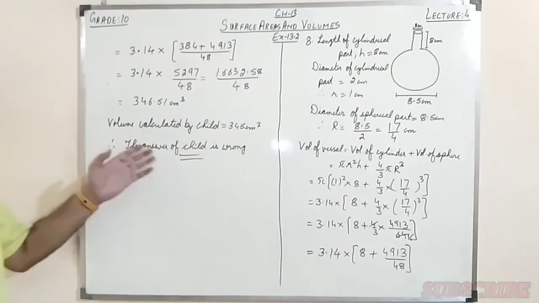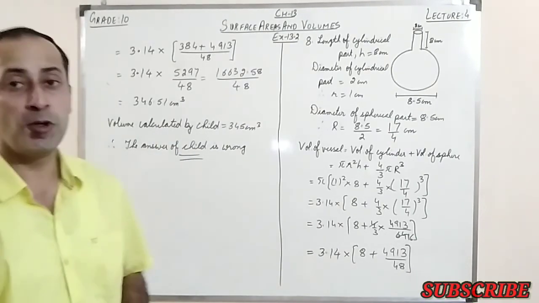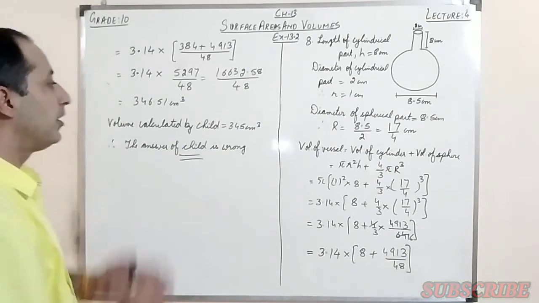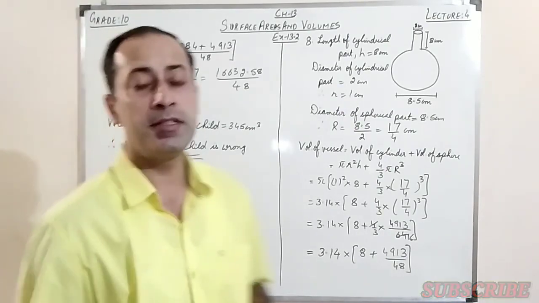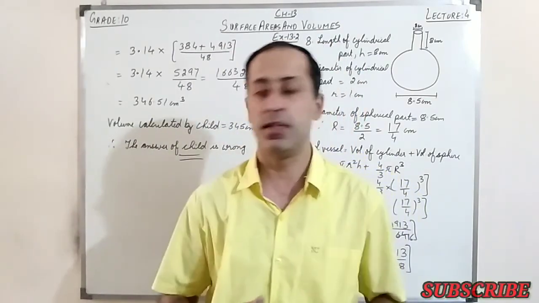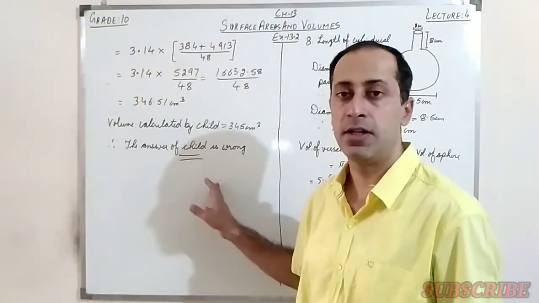Now, the volume filled by the child was 345 centimeter cube, and the volume which we have found by the measurement is 346.51 centimeter cube. It means the volume which the child has calculated is wrong. So the answer of the child is wrong, right friends?